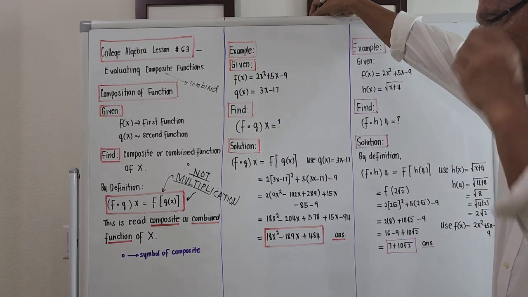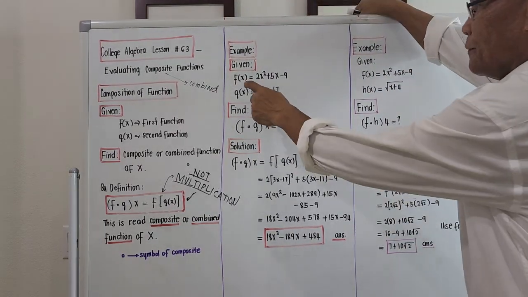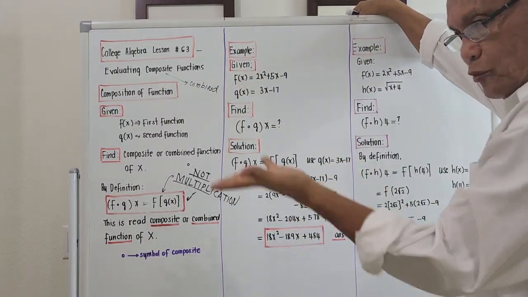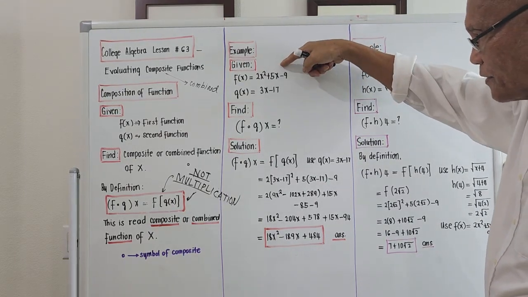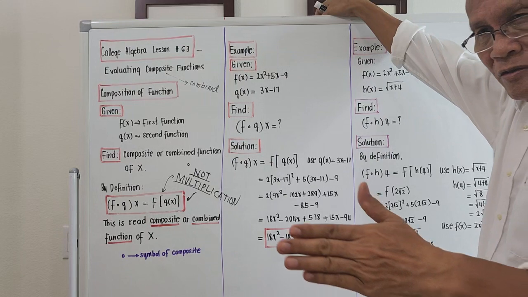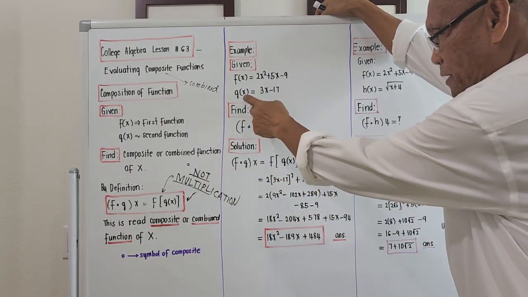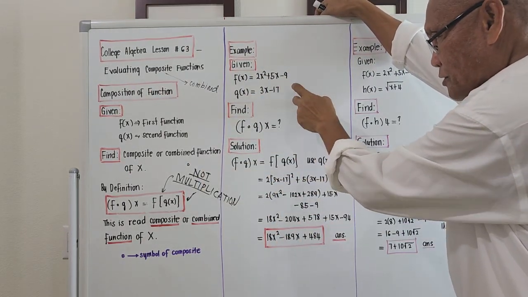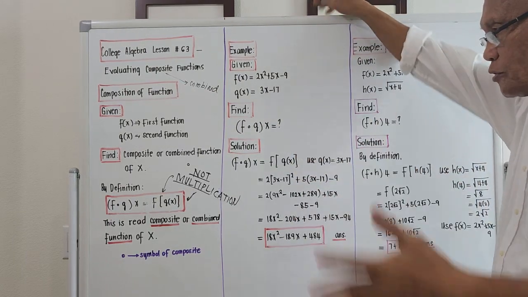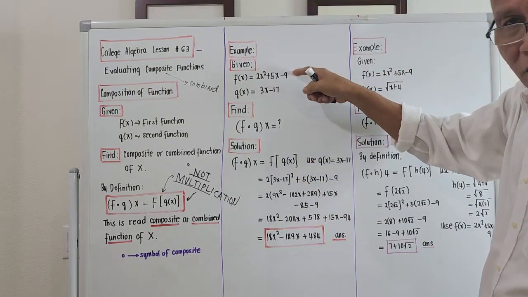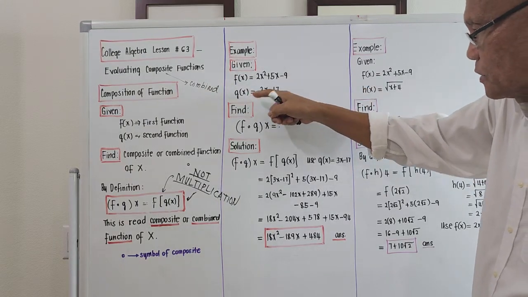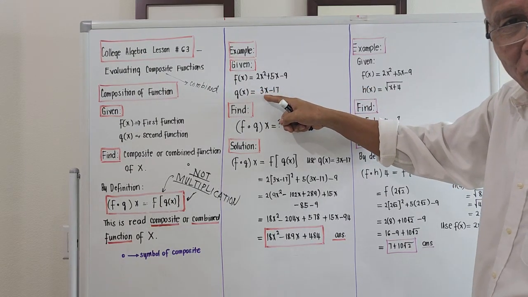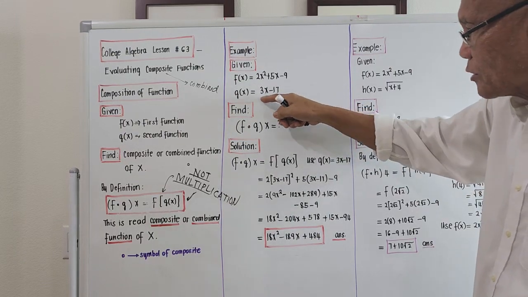For example number 1, we are given f of x, a quadratic equation, 2x squared plus 5x minus 9. And the second function is g of x equal to 3x minus 17. Obviously, the first function is a quadratic equation, so this should be a parabola. The second equation is actually a linear equation, so this should actually be a straight line.